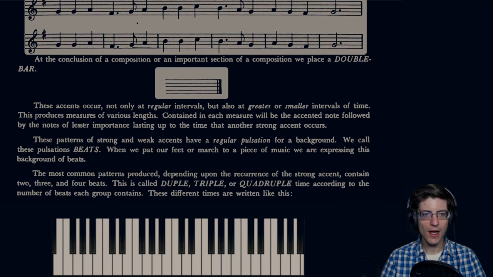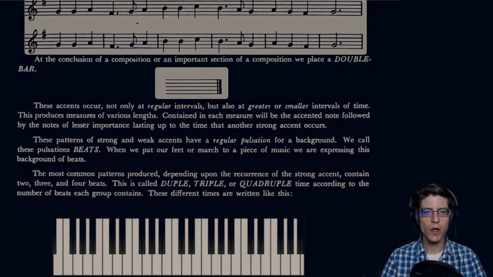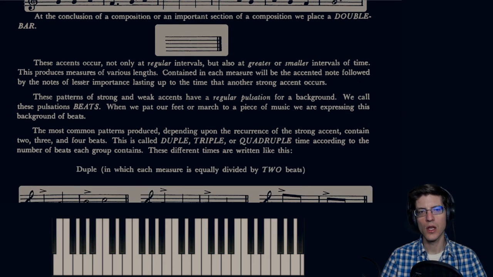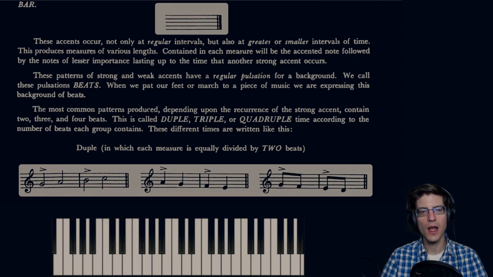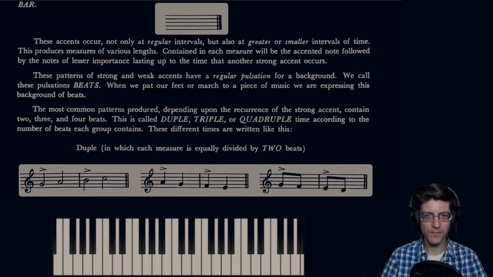These accents of time occur not only at regular intervals, but also at greater or smaller intervals of time. This produces measures of various lengths. Contained in each measure will be the accented note followed by the notes of lesser importance lasting up to the time that another strong accent occurs. So the strong accent always occurs at the beginning of a measure, okay?